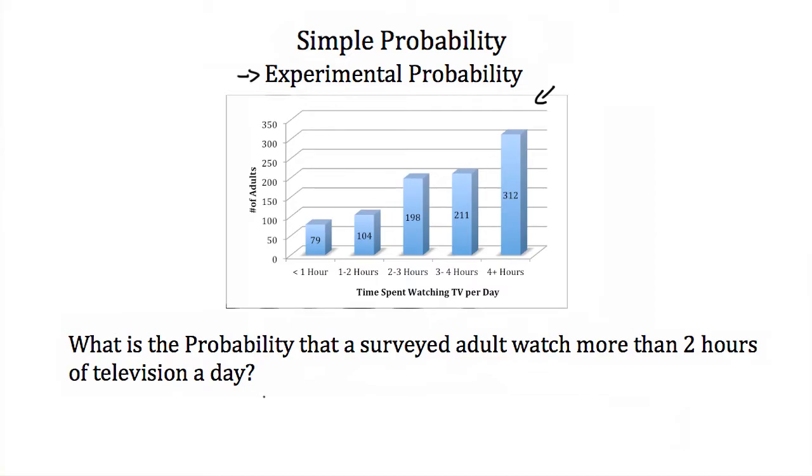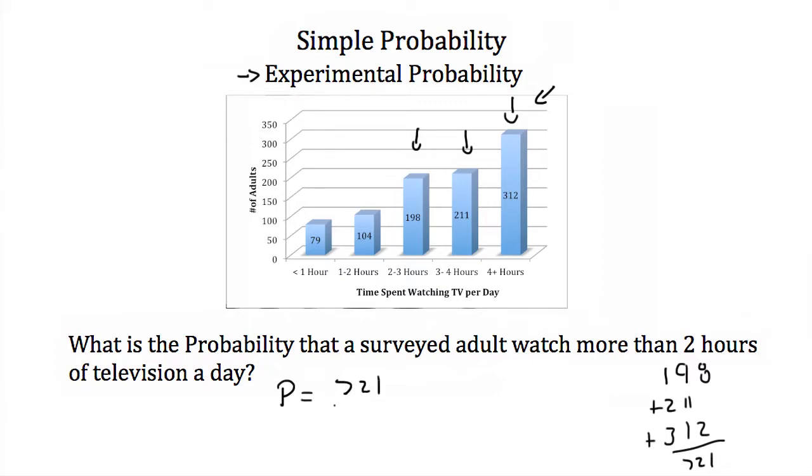So to find this probability, we need to find all the total outcomes of adults that watch more than 2 hours. Well, these 198 adults watch more than 2 hours. These 211 adults watch more than 2 hours. And these 312 adults watch more than 2 hours of television. If we add that up, 198 plus 211 plus 312, that's equal to 721 surveyed adults that watch more than 2 hours of television.